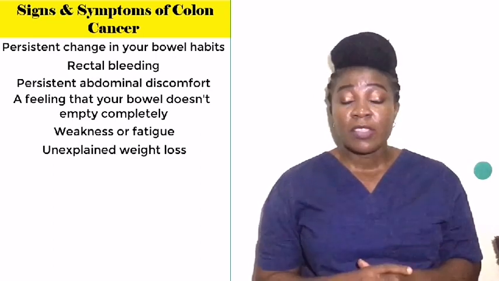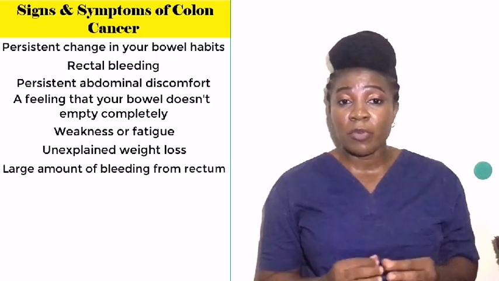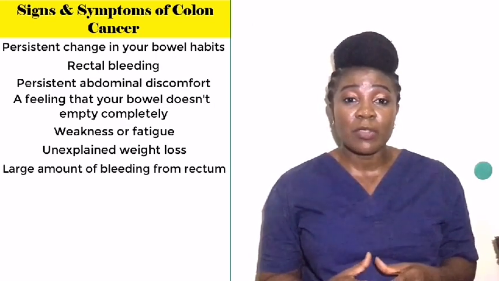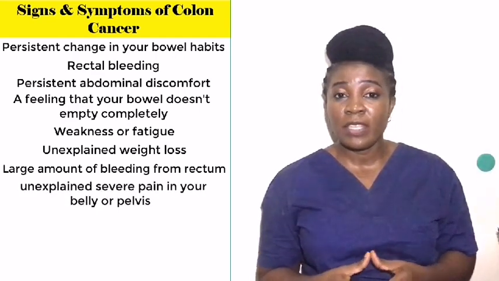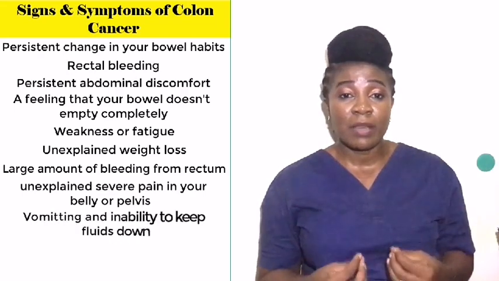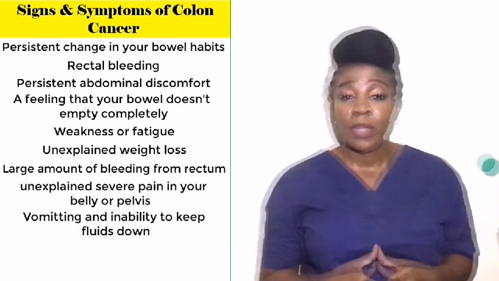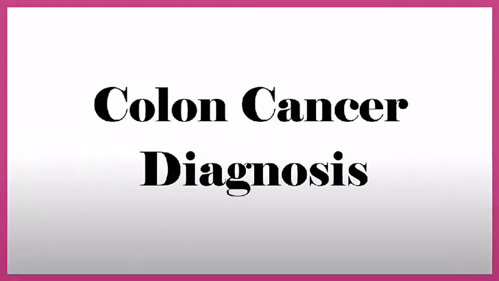6. Unexplained weight loss. Some of the late signs include large amounts of bleeding from your rectum, especially if associated with weakness or dizziness. Unexplained severe pain in your belly or your pelvis, that's your groin area. Vomiting and inability to keep fluids down. When you notice any of the above symptoms, seek medical help without delay.